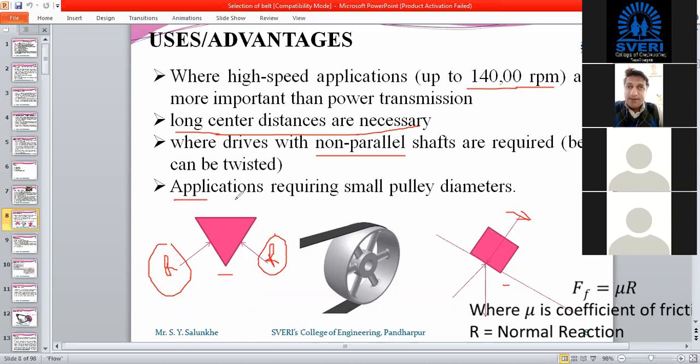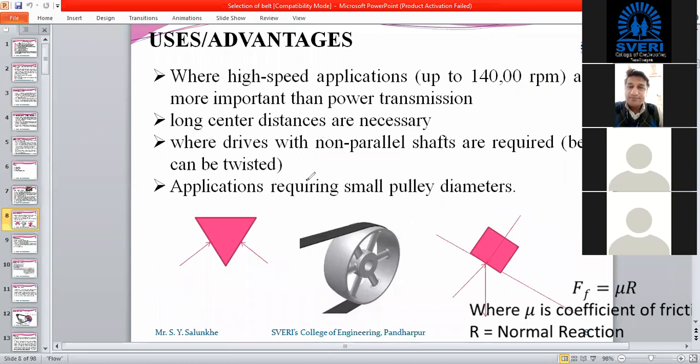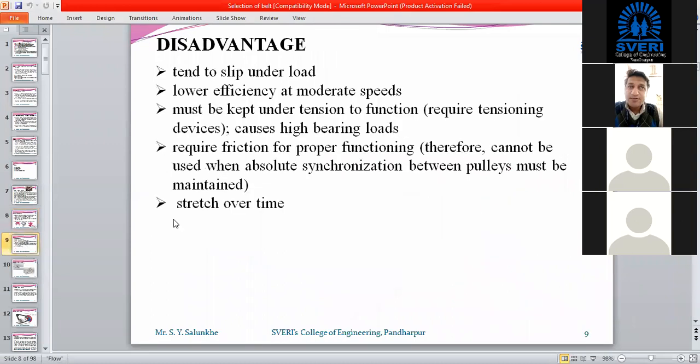They are not recommended for small pulley diameters, but V belts are more preferable in that case. And where large power transmission has to take place, these flat belts are preferable. Any question? I'd like to hear from you. No question. Okay.